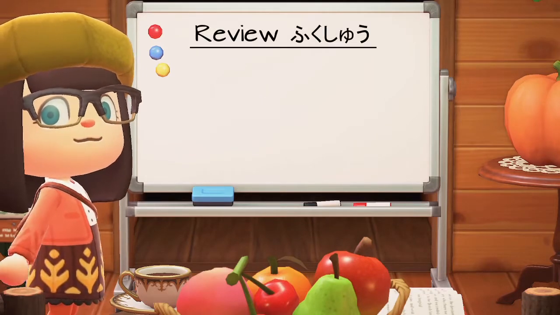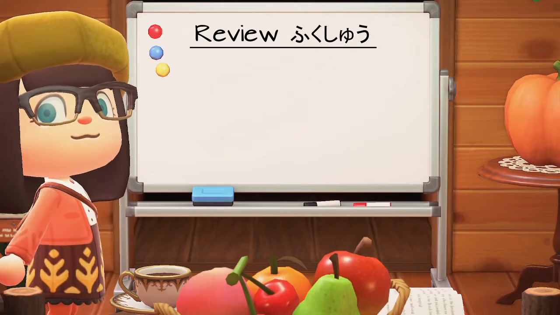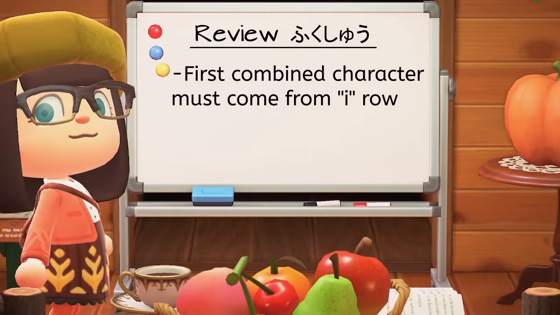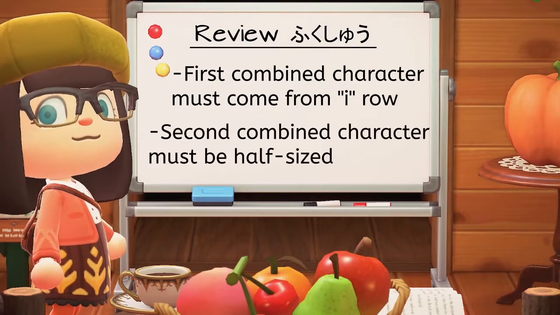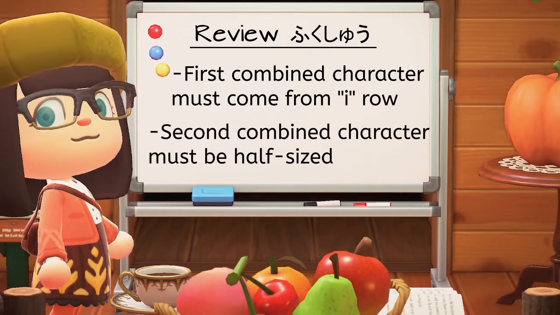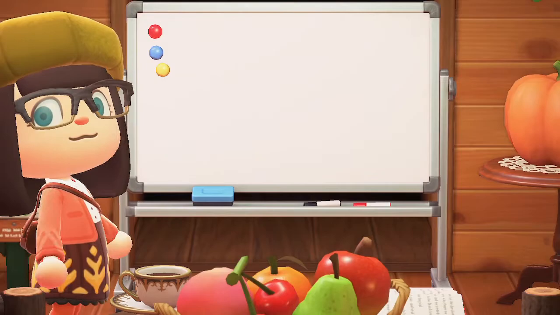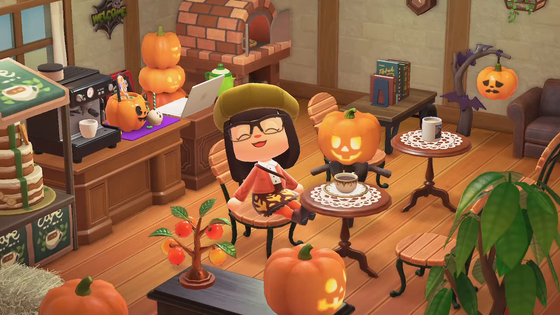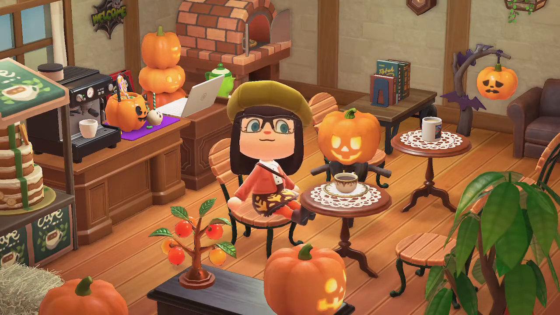Okay, so to review the combined characters rule, the first character you use must come from the i row on the hiragana chart, and the second combined character must be half-sized. And that's it for the combined characters rule. Alright, that was a lot of information. Just a little note, there can be Japanese words that actually use all of these rules in one word.